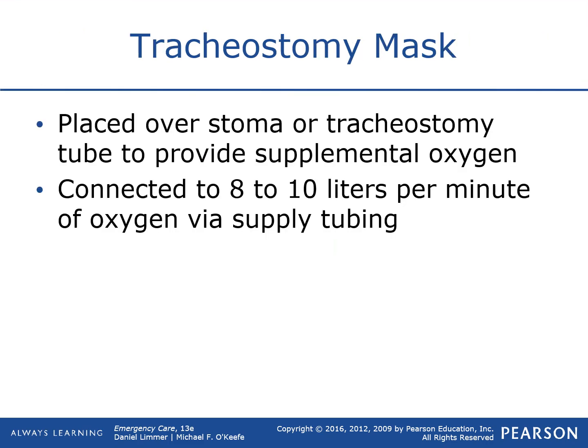So a tracheostomy mask, this is actually something that we do carry and we can use. So the Venturi and the partial rebreathers we don't use in this state with EMS, but tracheostomy masks we do. That's for stomas or tracheostomies. So it's the cutout in your throat. And you place this over top of them, and it will help provide supplemental oxygen. You usually use about 8 to 10 liters per minute. I'm going to show you a picture of it in the next slide.